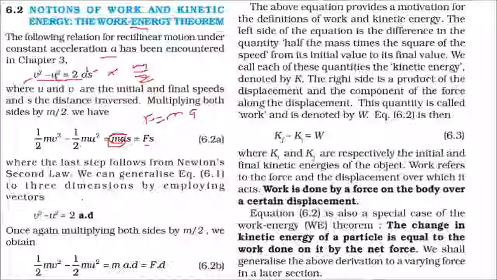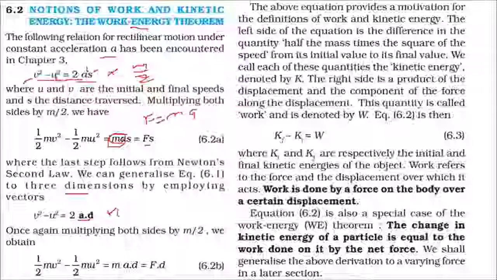And v square minus u square is 2as. Well, we want to generalize it to other dimensions also. So in three dimensions, we have to employ vectors. So this will become a dot d, because we are employing vectors, not simply as. It has to be in vector form. That is why it is bold. And there is a dot product between them.